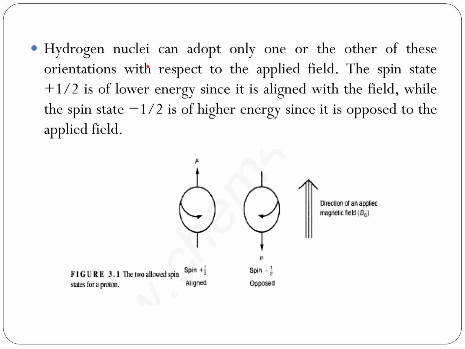So hydrogen nuclei can adopt only one or the other of these orientations with respect to the applied field. The spin state plus half is for lower energy since it is aligned with the field, while the spin state minus half is for higher energy as it is opposed to the applied field. So actually this happens for positive and negative spin. If it is negative, that means it would be in the higher energy state.